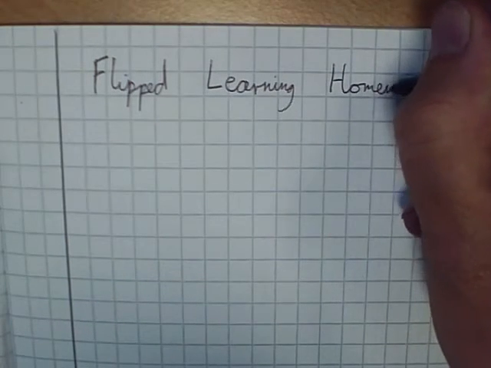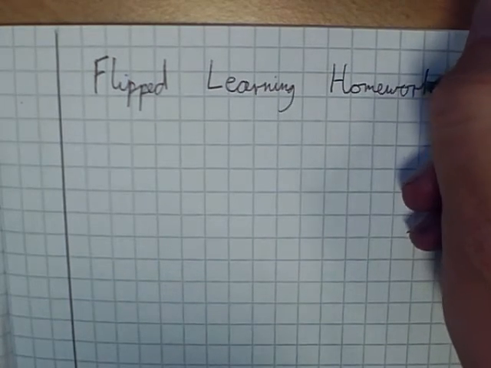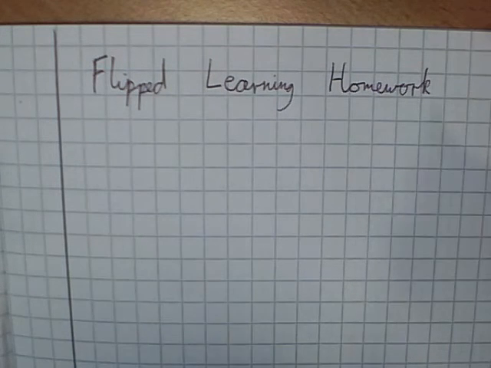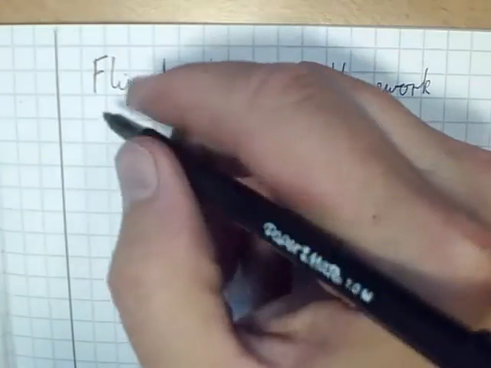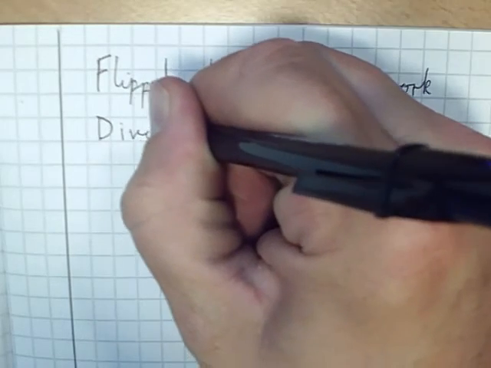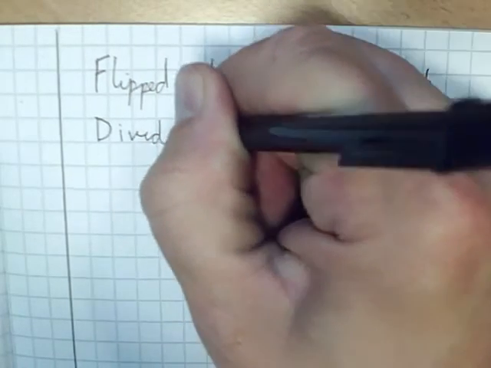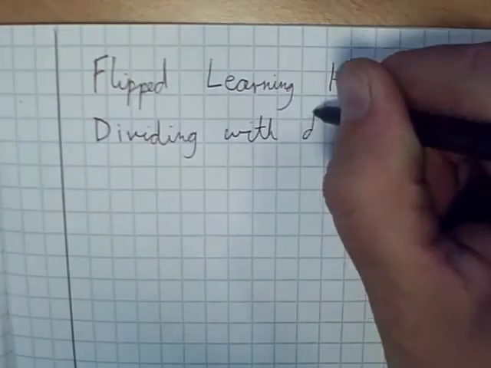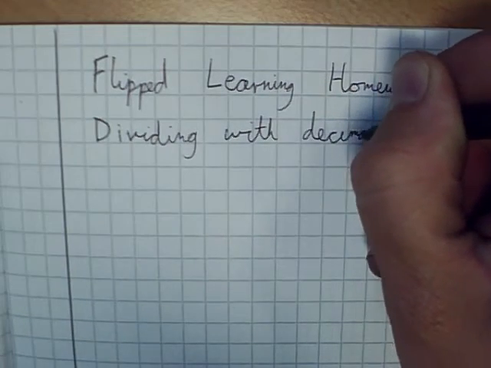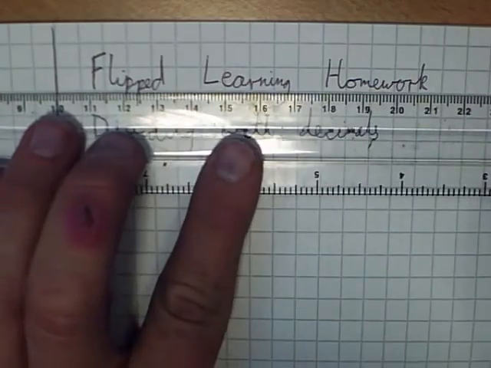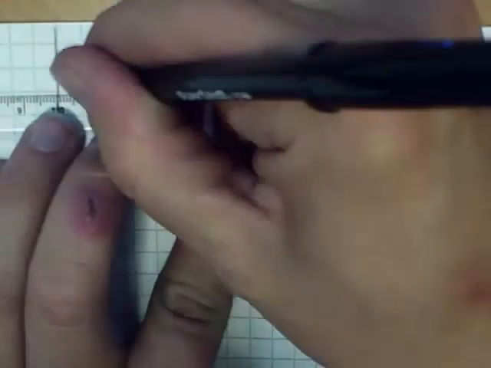My handwriting isn't the neatest, but I'm going to make an effort to make it nice. Flipped Learning Homework, and it's on dividing with decimals. So that's my heading. I'm going to underline it. Make sure you've got a ruler.